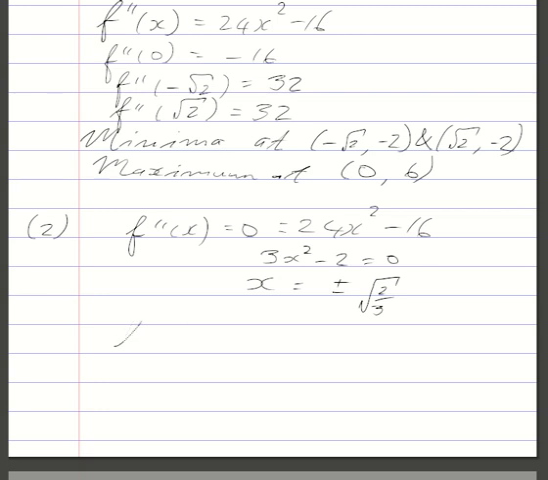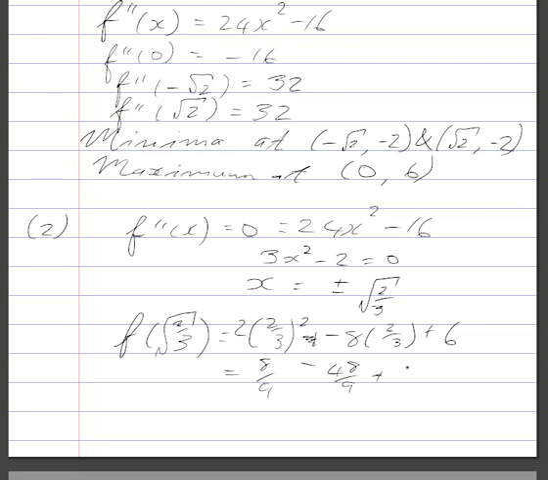So let's just first finish this off and look at the function values we have here. F of square root of 2 over 3. Again, if you substitute this into the original equation for the function f, it's something like this. That's minus 8 times 2 over 3 plus 6, which is equal to 8 over 9 minus 48 over 9 plus 54 over 9, which is 14 over 9.